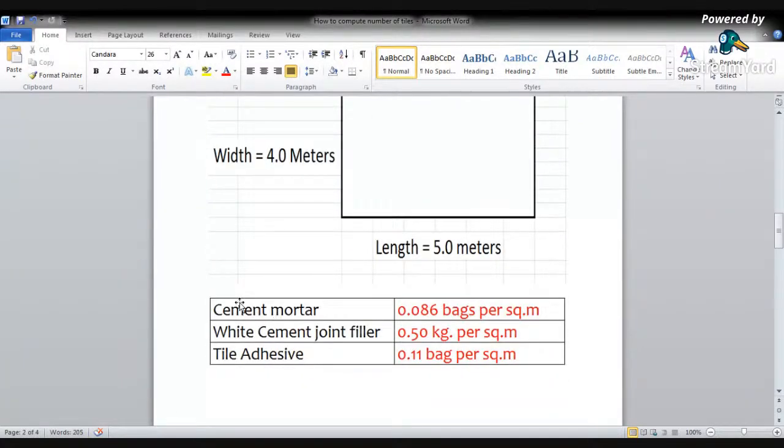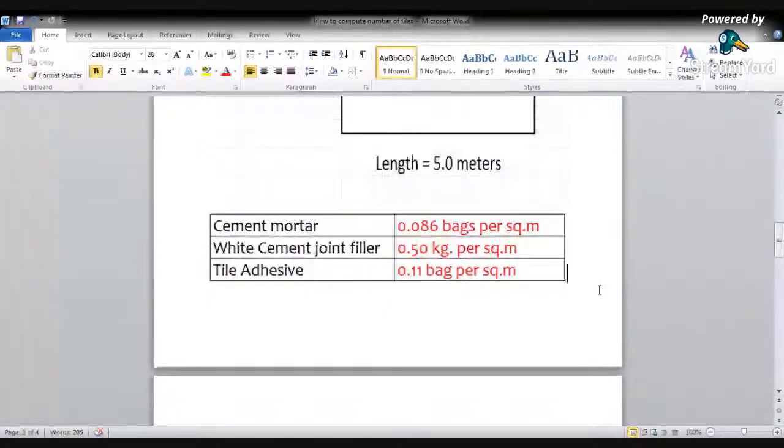So this is the cement mortar. This is the one we use for tiles. The constant multiplier is 0.086 bags per square meter. If you see a constant multiplier, this is a constant, and we just multiply it to the area. Cement mortar is used for the tiles before you install the tiles. White cement or joint filler, the multiplier is 0.5 kilogram per square meter. And tile adhesive, 0.11 bags per square meter. The unit is bags per square meter. So we need to multiply only to the area of the floor where you need to install the tiles.